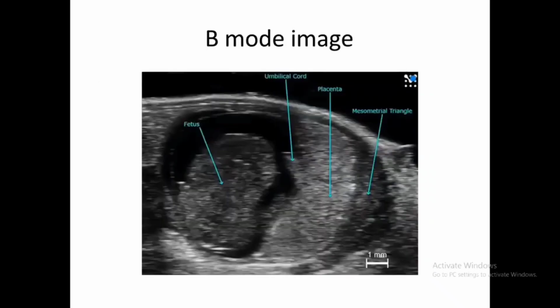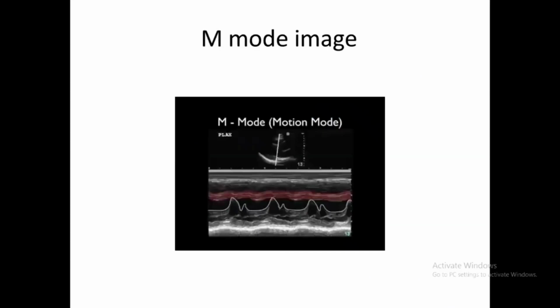So this is an image of a B mode. This is a grayscale image of a baby or a fetus. As you can see, there is a uterus, and inside the uterus you can see the fetus. There is an umbilical cord, a placenta, and some mesometrial triangle. Here you can see the waves that go below. It is an ECG wave. As I said before, in M mode you can depict ECG also, so it will be very helpful for the cardiologist to do analysis on this.